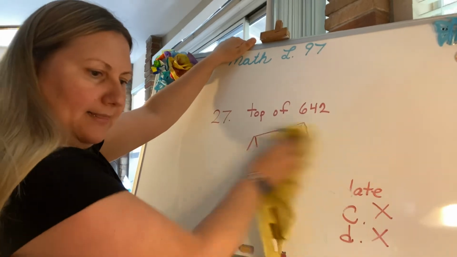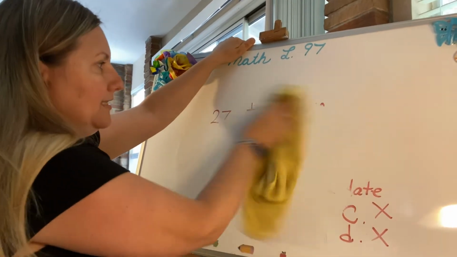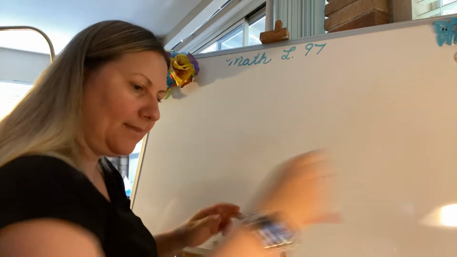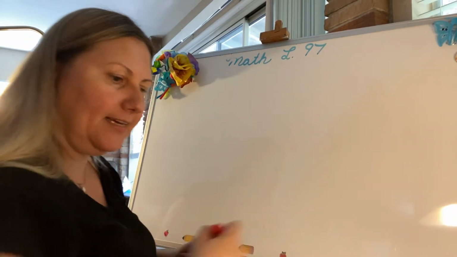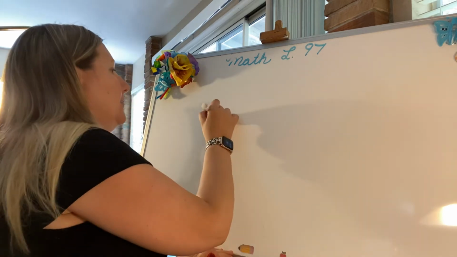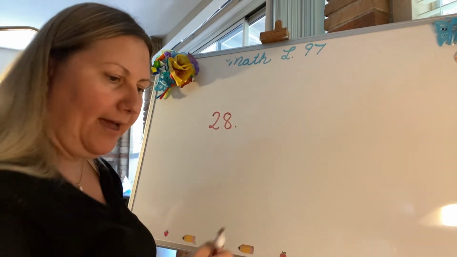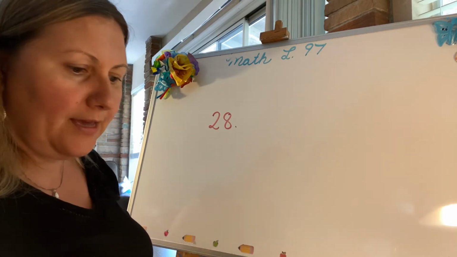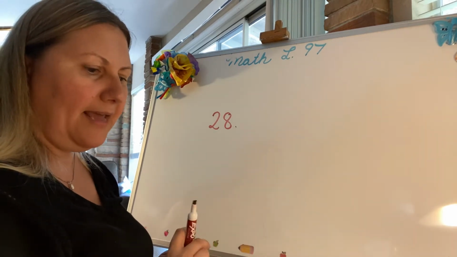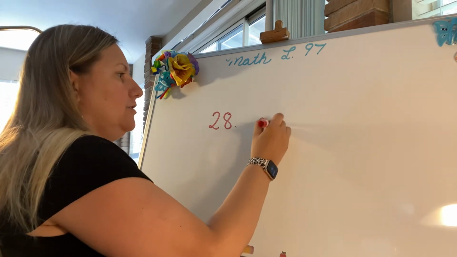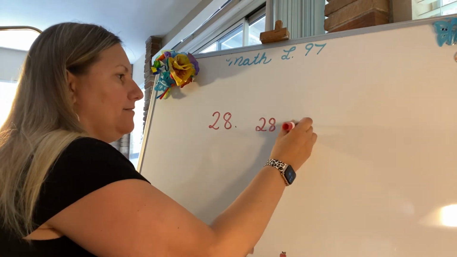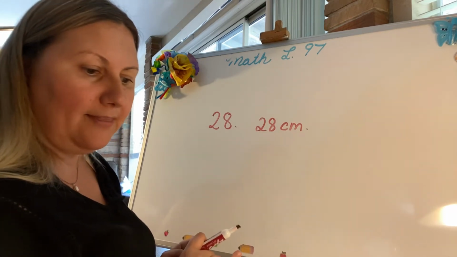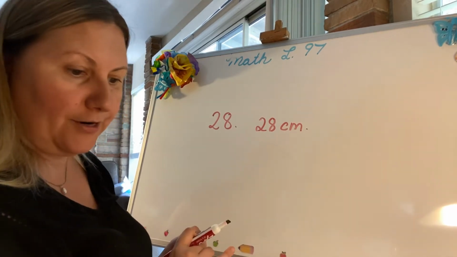So let's see, number 28. Number 28 says, Sanji measured the paper in her notebook and found that it was 28 centimeters long. So let's just write that down. The paper is 28 centimeters long. Write the length of her paper in meters.